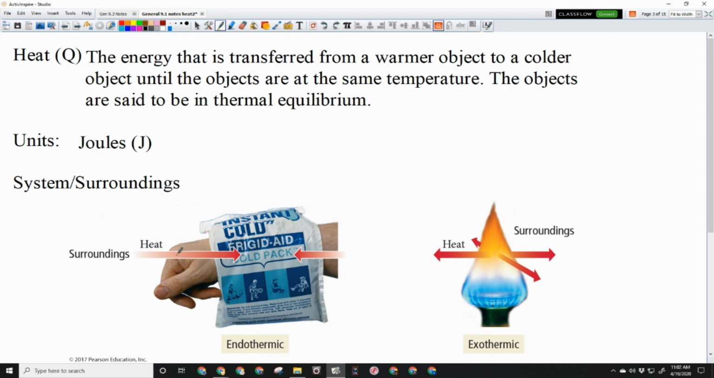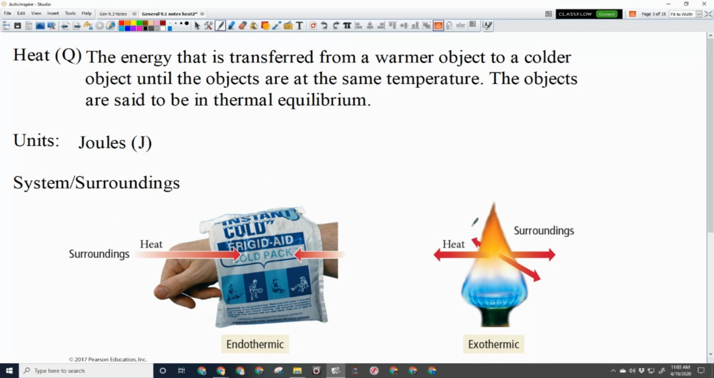So when heat energy goes into the system, we say that's endothermic. Okay, so let's look at this word, endothermic. Thermic means heat. Endo means going to the inside. So heat is going to the inside of the system.